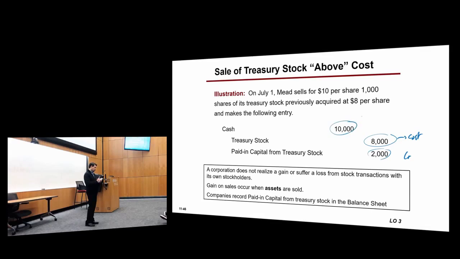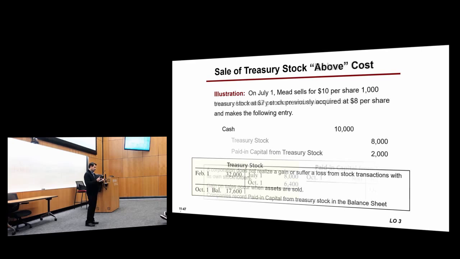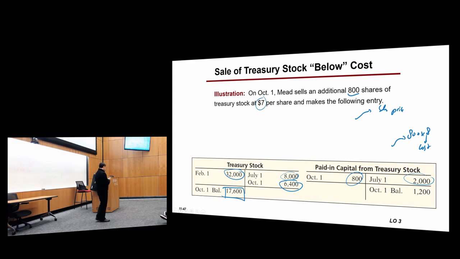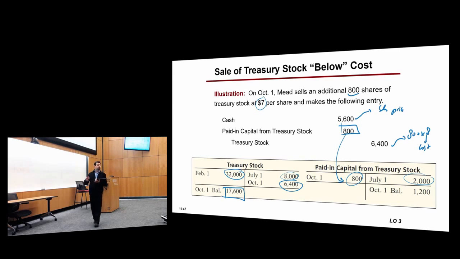Here, this is based on the sales price. So the first time, you credited that amount, 2,000. In the second transaction, that's here. This is the amount here. It carries over, right? Now, the new balance is how much? $1,200, right? Under paid-in capital from treasury stock.